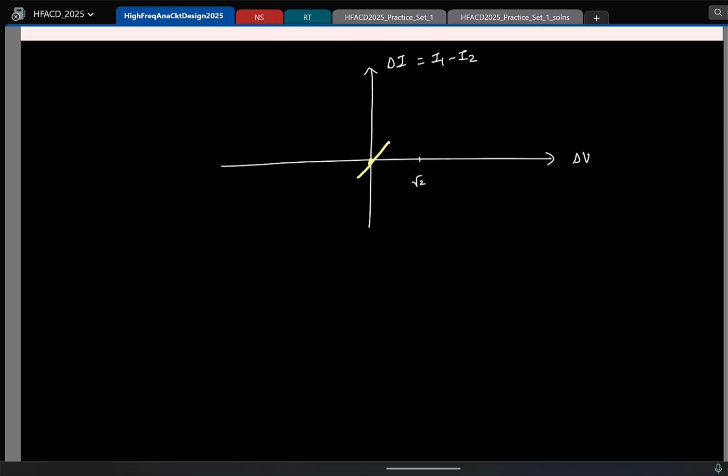Now the moment I exceed that delta V max, which is square root 2 times the overdrive at a current I naught by 2, what happens to the differential current? What value will it become? I naught. So at this point it saturates to I naught. Similarly on the other side it becomes minus I naught. Here also it's the same, it's minus square root 2 times the overdrive voltage.